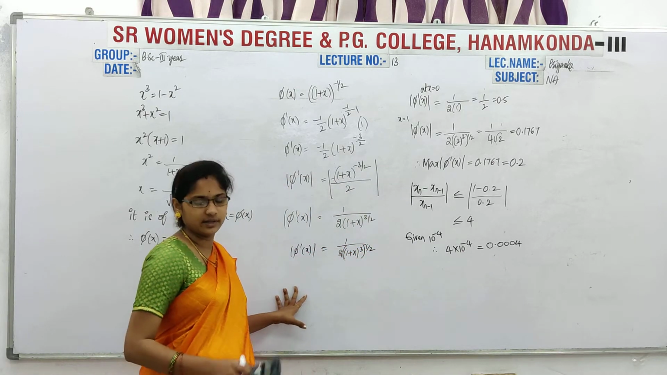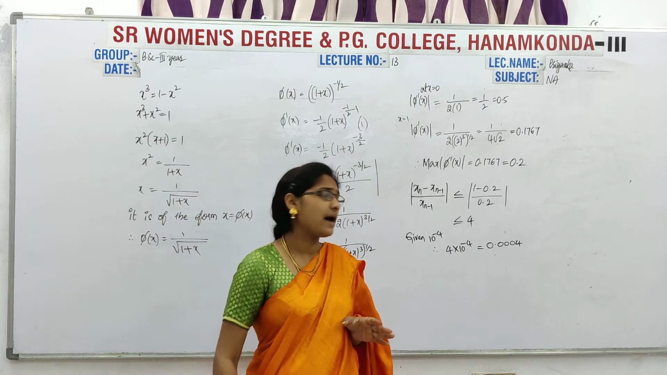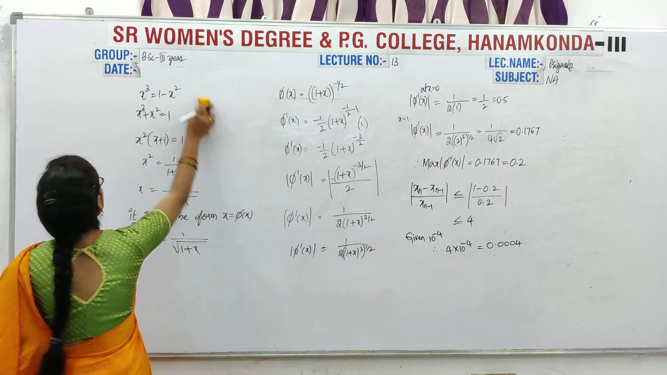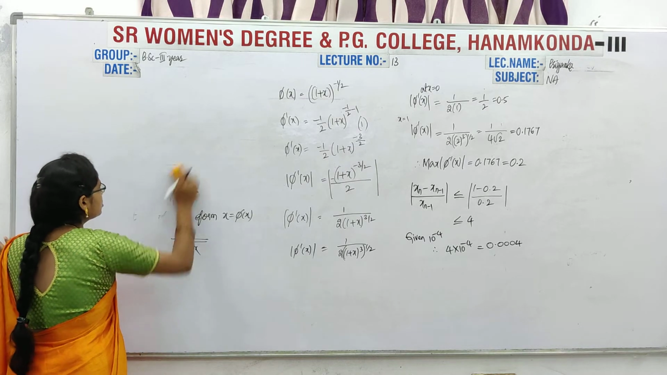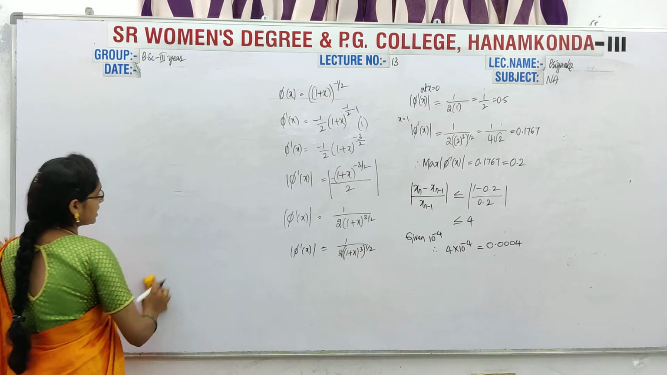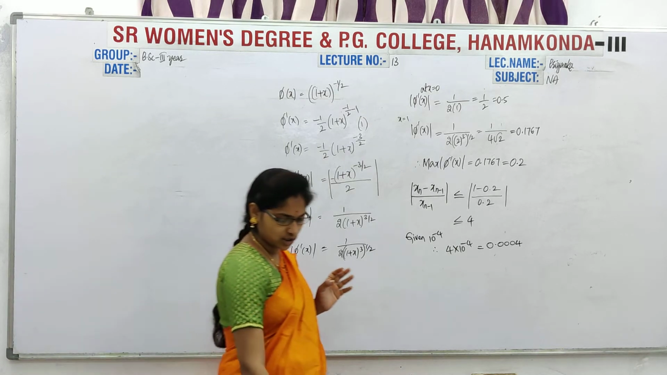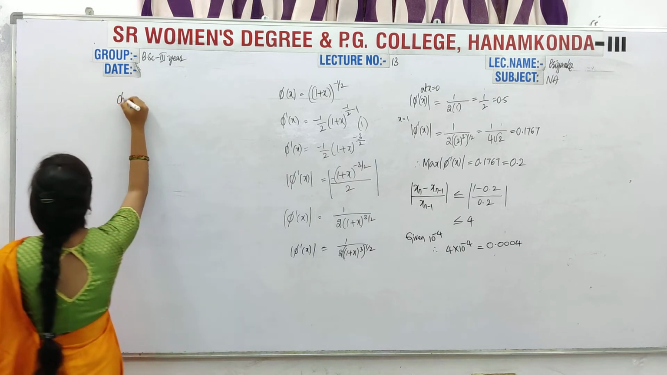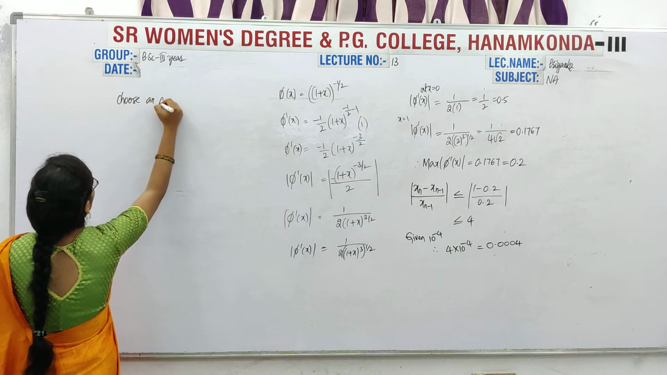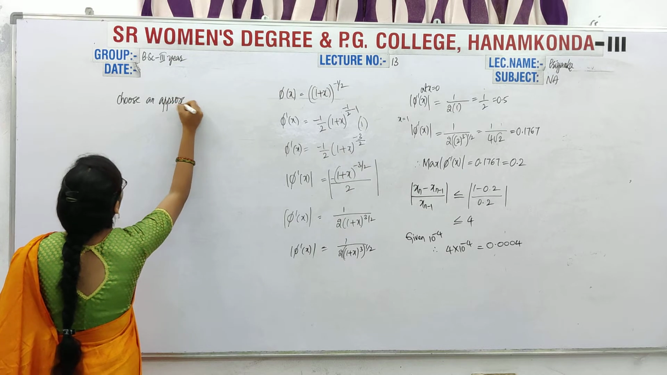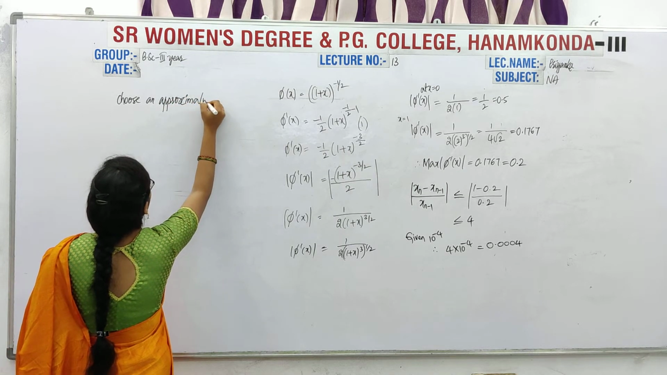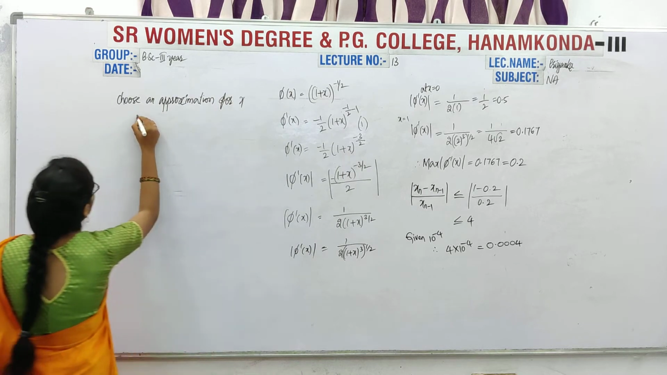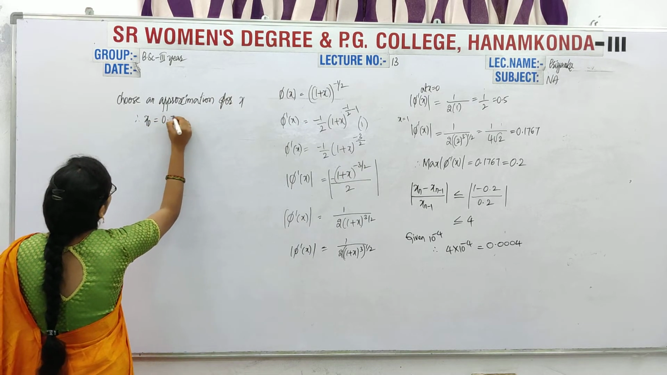Up to here we discussed, and I said that we have to consider this in the procedure. What they mentioned is to consider one value for x0. Clearly, x0 is an approximation value. So now write down: choose an approximation for x. Therefore x0 equals 0.75.